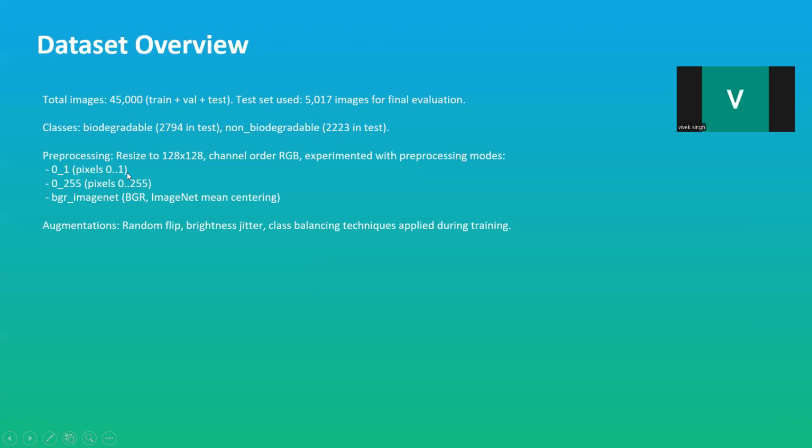And these are some of the pre-processing steps, like resizing the images to 128 by 128 dimension size and changing the order of color format to RGB. I have also augmented the images by randomly rotating the original image data set.